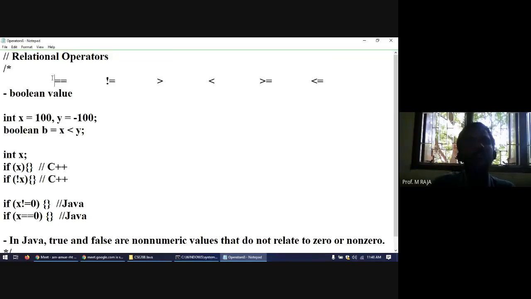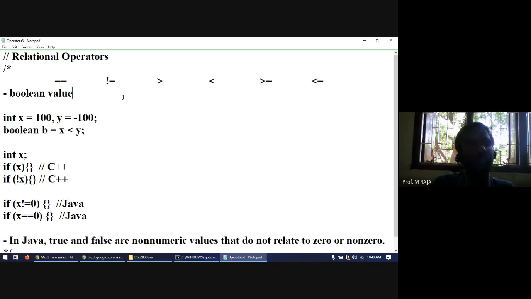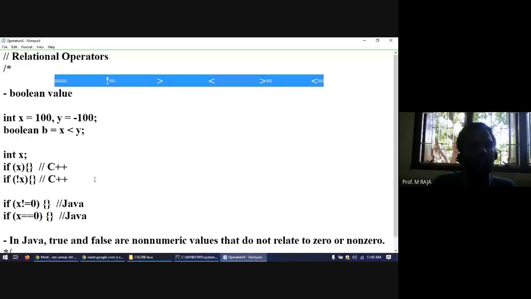The result of a relational expression formed by using the relational operators is a Boolean value, either true or false. For example, int x is equal to 100, y is equal to -100. Now Boolean b is equal to x less than y means x is greater than y. So here the variable b holds a value false. So the result of a relational expression formed by using the relational operators is either true or false.